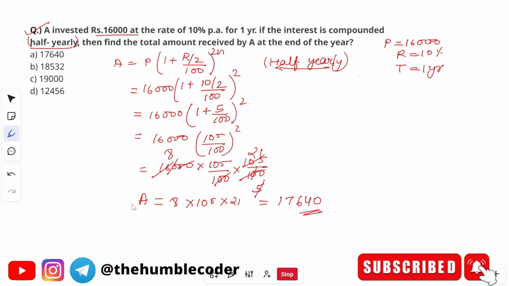Let's cross check whether we were asked to find the amount only or the compound interest. In the question it was mentioned, he invested 16,000 at the rate of 10% per annum for 1 year. If the interest is compounded half yearly, then find the total amount received, which means this is the only final answer that we will have to submit. So the correct answer will be option number A, which is 17640.